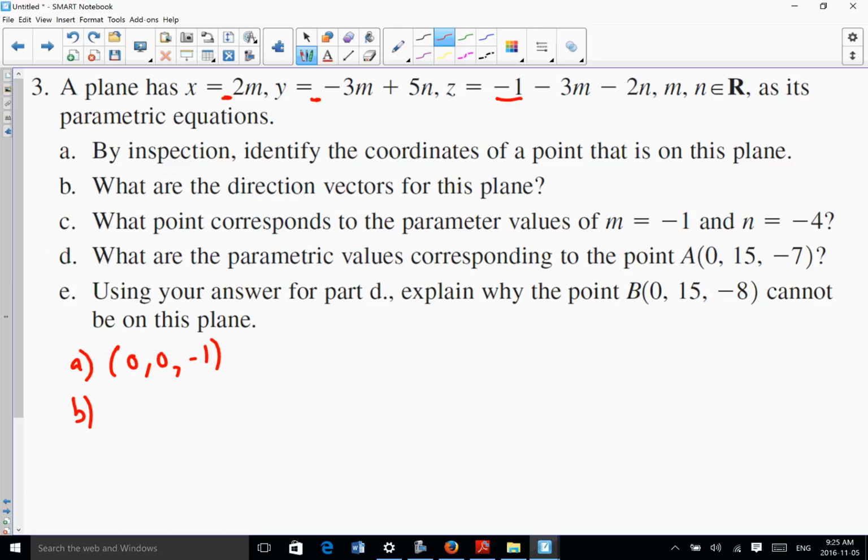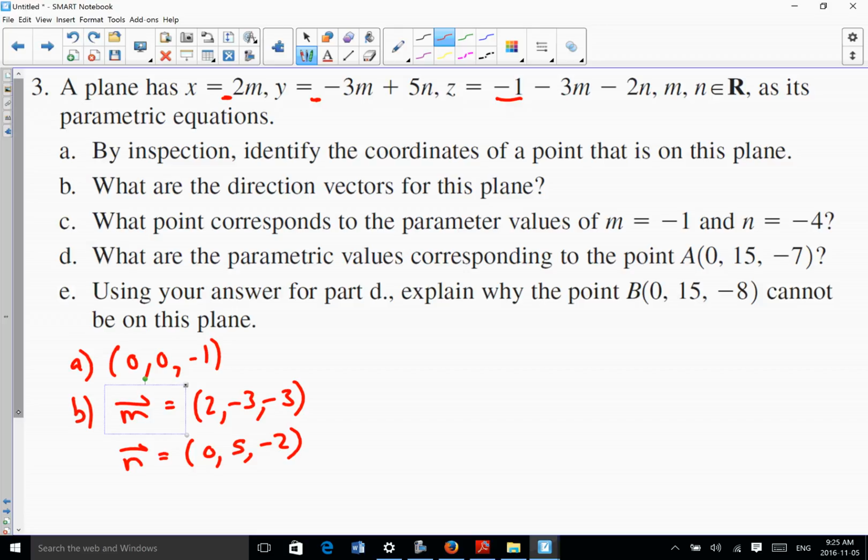In part B, what are the direction vectors? So direction vector 1 comes from the parameter 1. So we'll call it letter M just to make it easy because it's the letters we're using in the question. The x part would be 2, the y part's negative 3, and the z part's also negative 3. N would be no direction for x, 5 for the y part, and negative 2 for the z part.